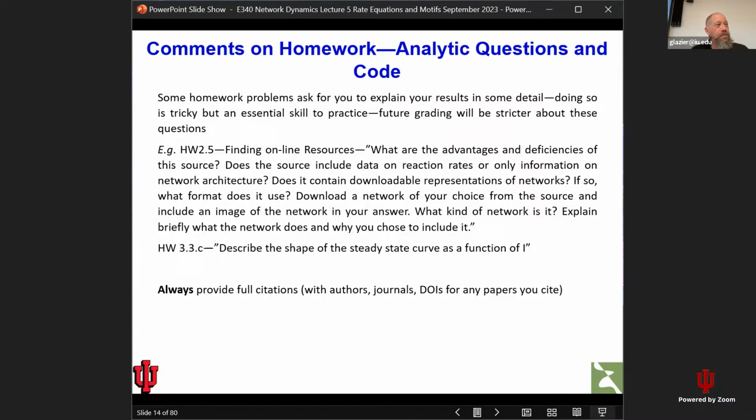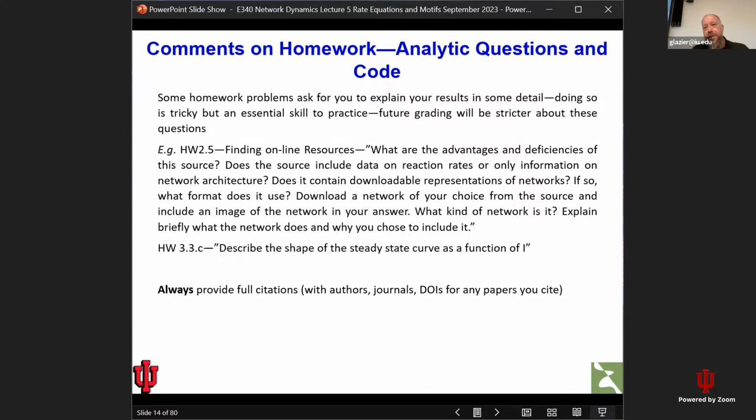Another way to think about it would be maybe spend half an hour on the problem and think about what kind of things can you say about it, learn about it in half an hour. I'm not expecting people to spend days on one homework problem, unless you feel like it, of course. And then a small thing, but please, if you're citing papers, give the full citation: author, journal, DOI.